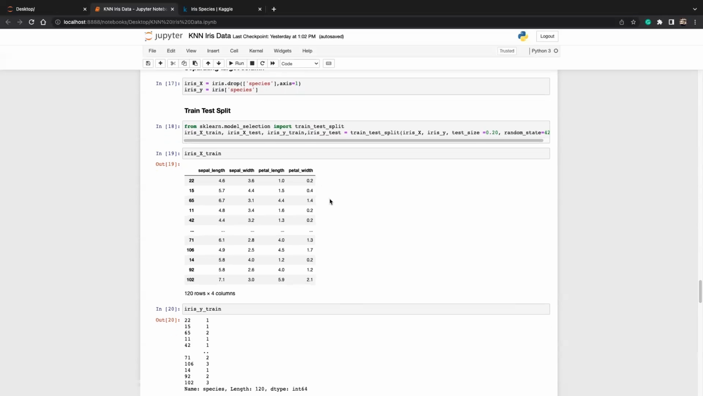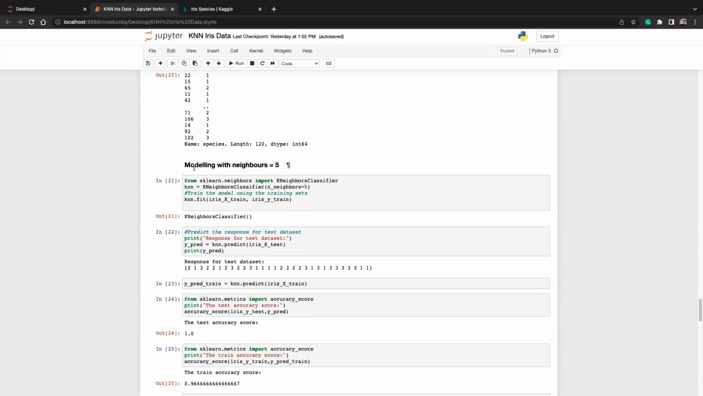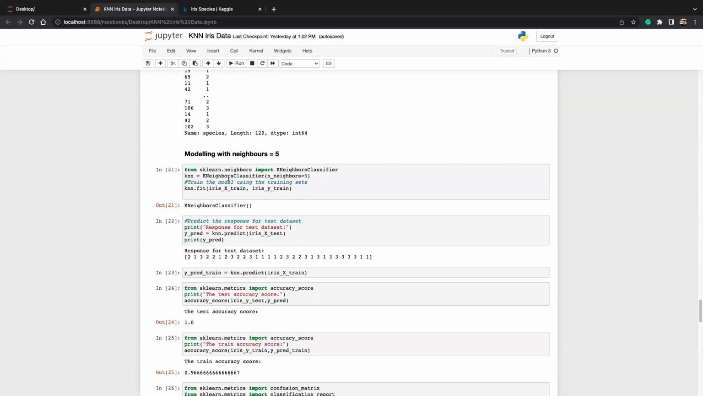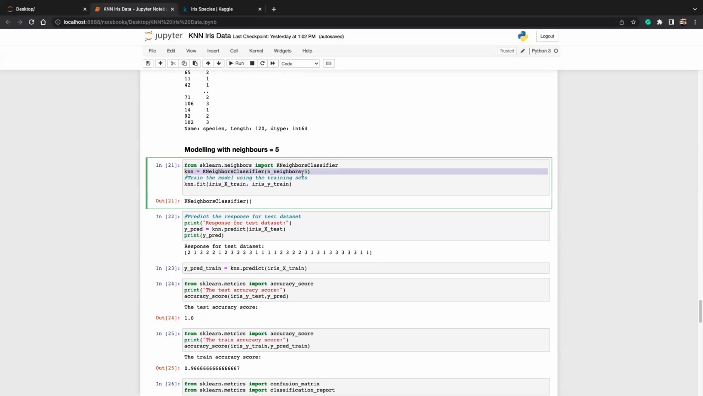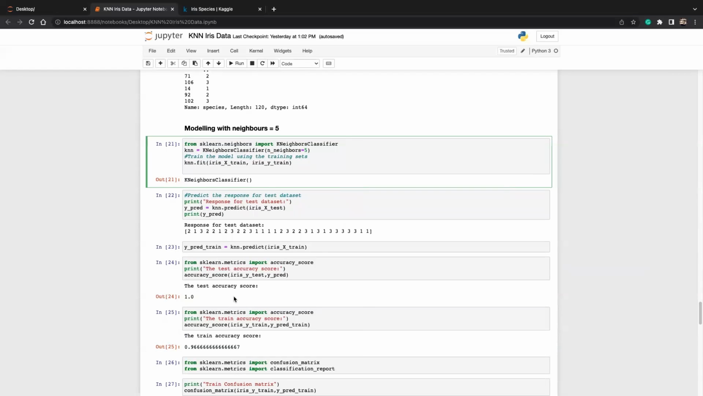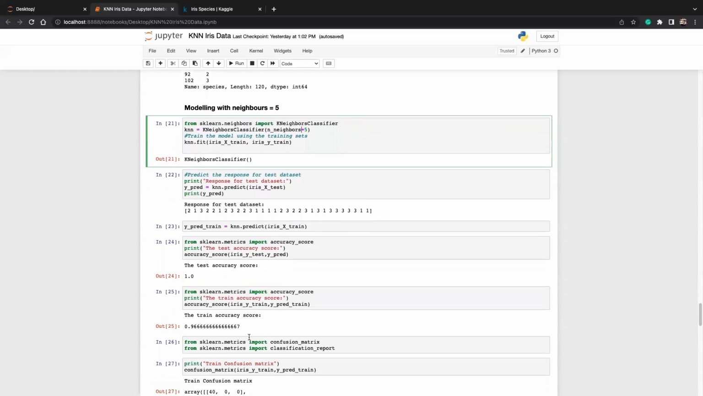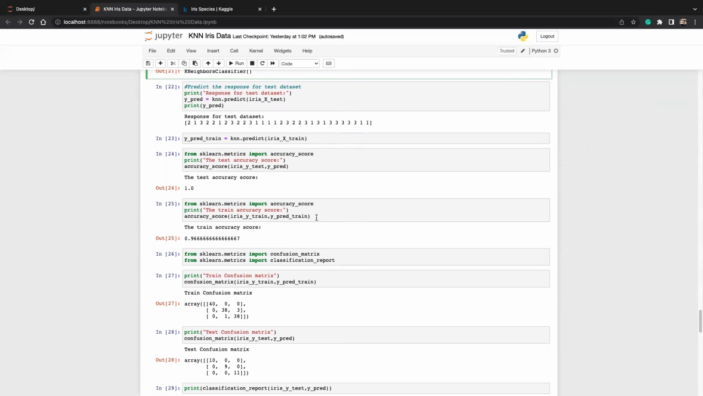You can set the nearest neighbor count to 5, 3, any of the odd numbers. For now, I've taken the nearest neighbor count as 5. I've used sklearn to implement this algorithm with neighbors of 5. So this is what I got. The test accuracy I got is 100%, and the train accuracy I got is 96.7%, which is pretty much a perfectly fit algorithm, neither overfitting nor underfitting. So that's pretty good about this algorithm.